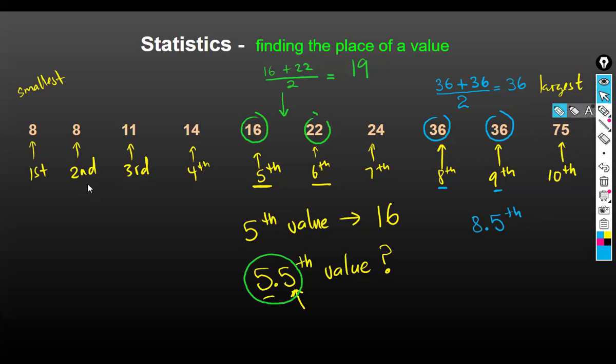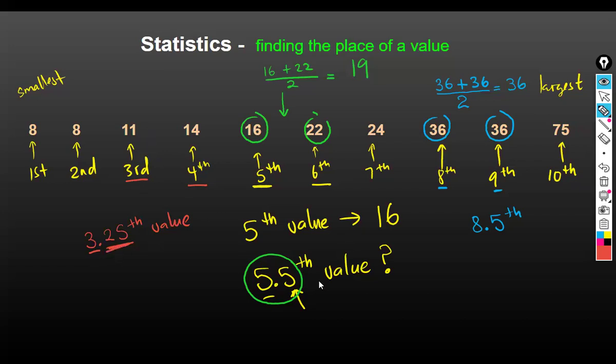So suppose there's one more question. I'll give you a hint. Suppose you wanted to find the 3.25 value. Now here's what: 3.25 is still in between third and fourth place, because 3.25 is more than third, but still less than fourth place. So it's the same procedure.